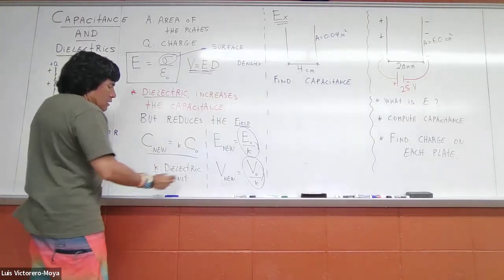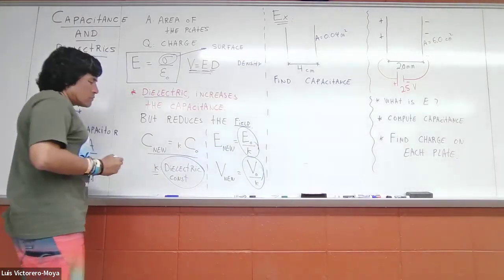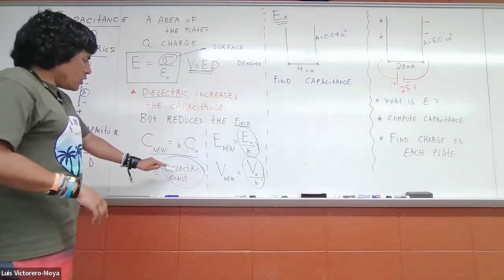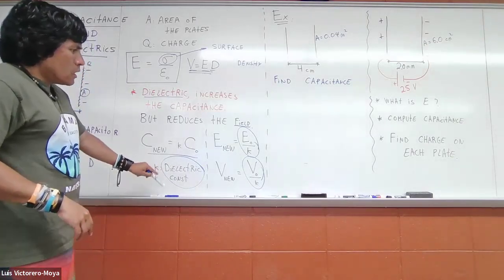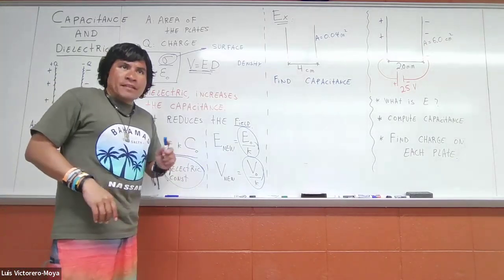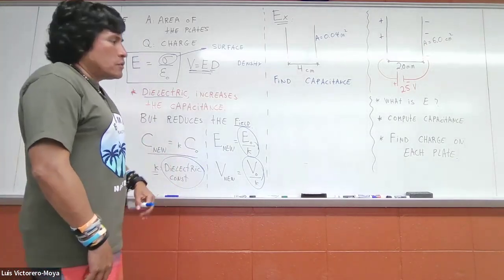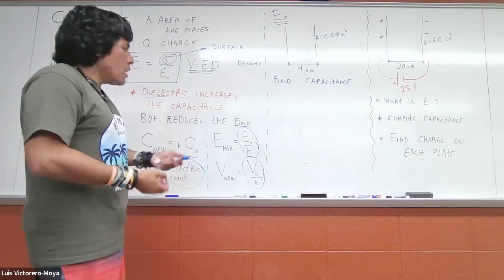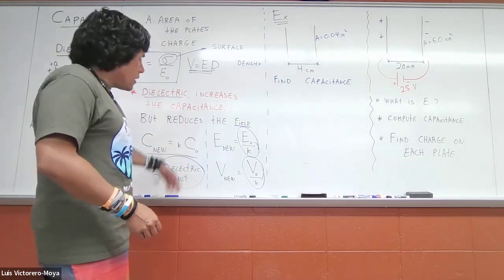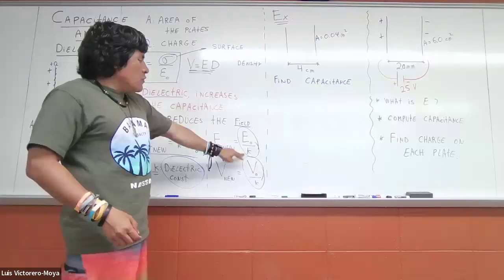Lowercase k is the dielectric constant. Okay? No units for this. It's just a value that depends on the material that you use. The dielectric can be different materials, insulating materials. So that's what gives you the value of K.